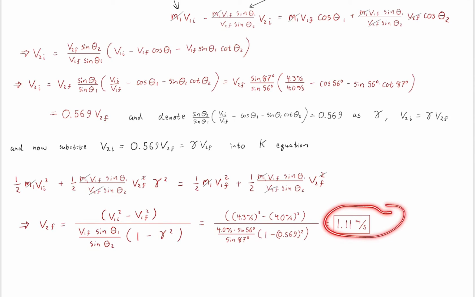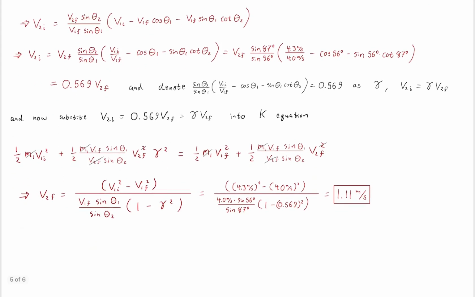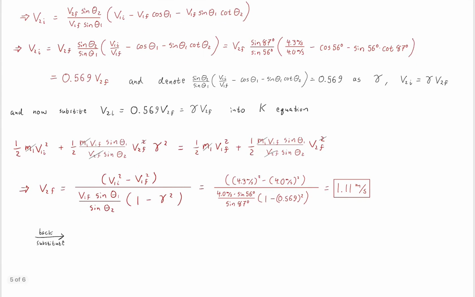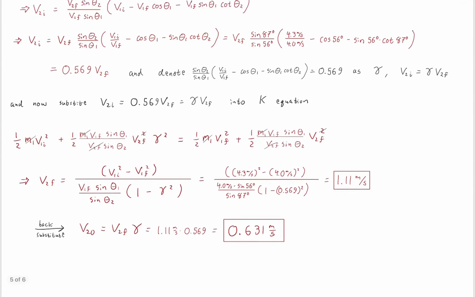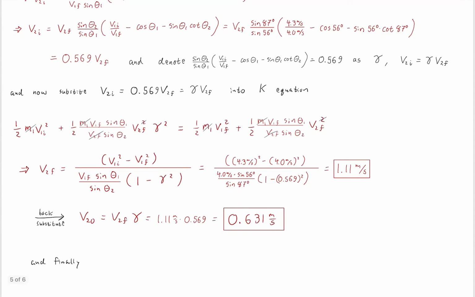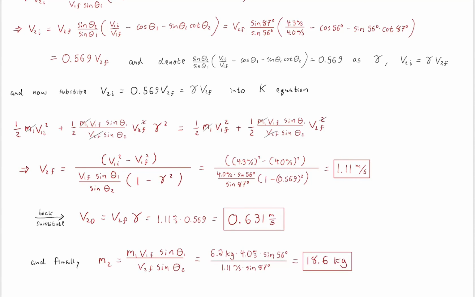We finally have one of our unknowns. V2 final is 1.11. Now that we have that, it's going to be super easy to find the other two things. We'll back substitute. First, it's easy to find V2 initial, because it's just going to be about half of that. We get 0.631. Then finally we can find the mass, and there we go, 18.6.